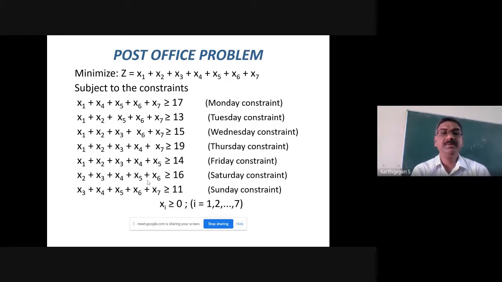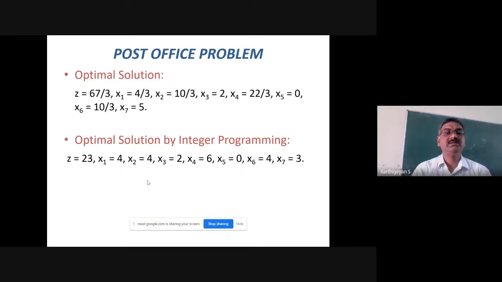This can be applicable not only in a post office, but also in hospitals, with doctors and nurses working 24/7, and in so many other places. Next, the solution for this is already solved. There's an example solved, and the optimal solution by the simplex method or any methodology applied is 67/3, the minimum number of employees.